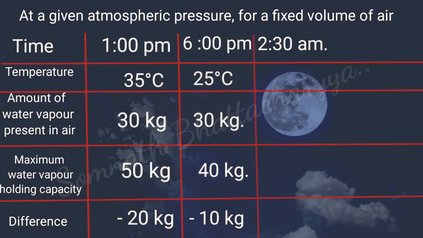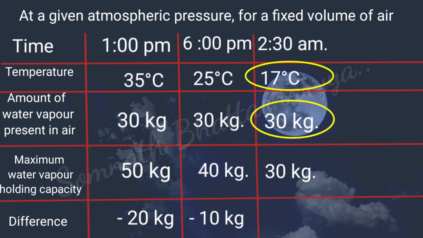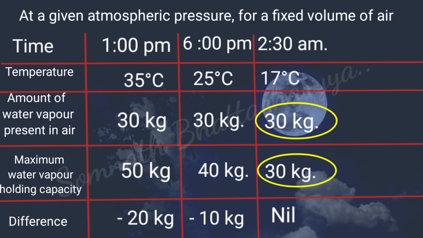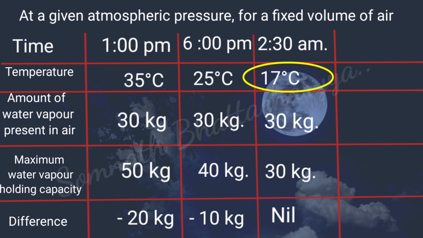What happens after midnight? As the night progresses, the temperature falls further to 17 degrees Celsius. At this temperature, the air can hold exactly 30 kilograms of water vapor. So now, water vapor present equals 30 kilograms. Maximum capacity equals 30 kilograms. Something very important happens here. The amount of water vapor in the air becomes exactly equal to the maximum amount the air can hold. The air has now become saturated, and the temperature at which this saturation occurs is called the dew point temperature. In our example, 17 degrees Celsius is the dew point temperature.